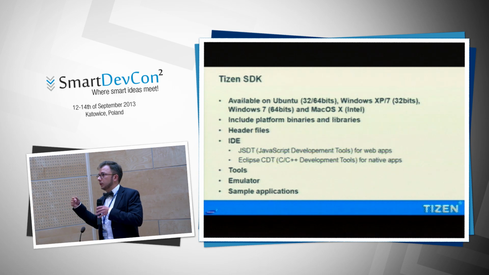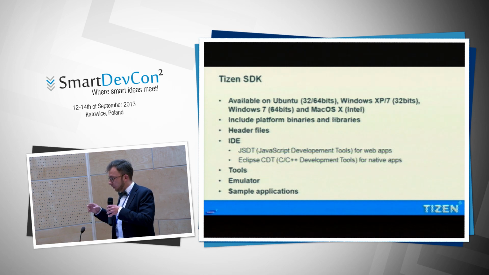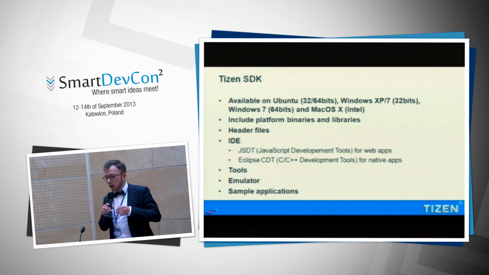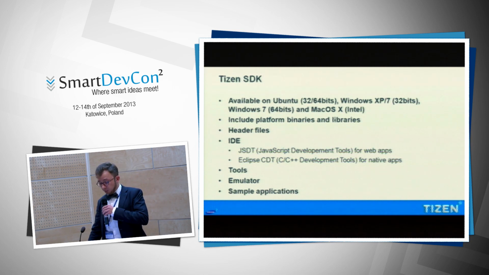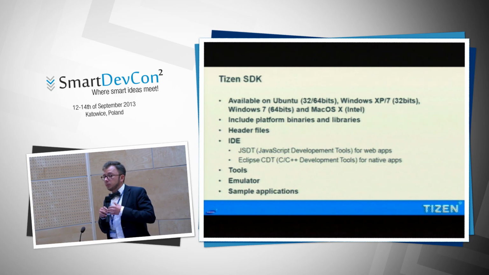So all these features, like coloring the variables, functions, methods, finding invocations of those methods, are also available for web developers. And within the SDK, we have plenty of tools like a performance analyzer, a debugger, and stuff like that. And of course, we have an Emulator to try your application on. And we are providing lots of samples that explain how to use particular APIs.